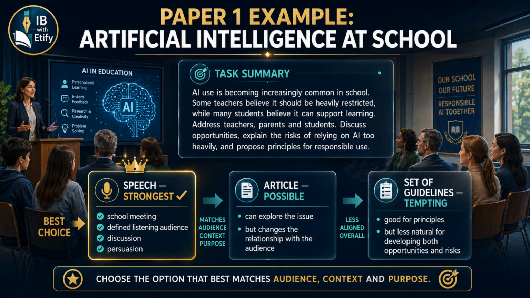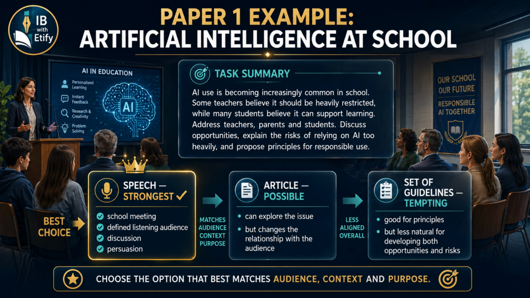Imagine this paper 1 style task. Artificial intelligence has become increasingly common in your school. Some teachers believe its use should be heavily restricted, while many students believe it can support learning. You have been invited to address teachers, parents, and students at a school meeting. Discuss the opportunities artificial intelligence offers, explain the risks of relying on it too heavily, and propose principles for responsible use. Your 3 choices are speech, article, or set of guidelines.